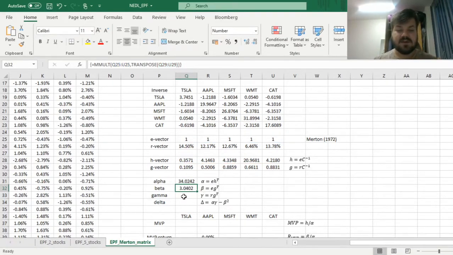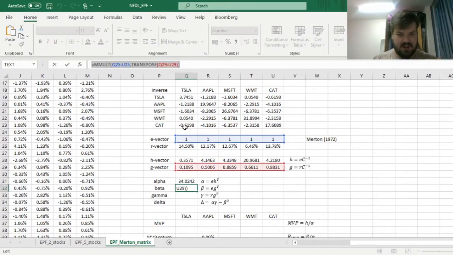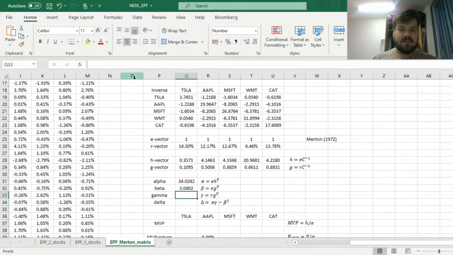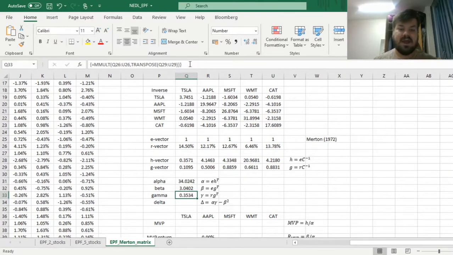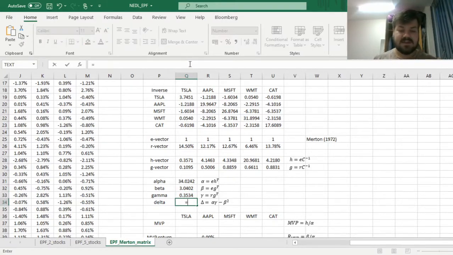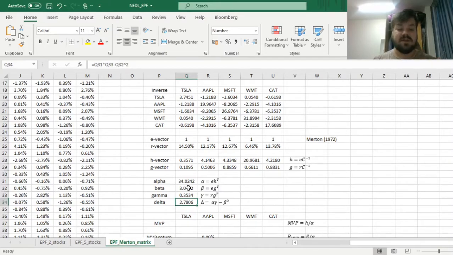And for the constant gamma, we need to multiply the G vector on the left, not by the row vector of ones, but by the row vector of expected returns. So here again, we can be lazy once more, paste the formula into this cell, and instead of the E vector, drag it down to the R vector. And pressing Shift Control Enter, we're getting our gamma constant. And now the final constant that we need to compute is the delta constant, and delta is just alpha times gamma minus beta squared. And it gives us 2.78.